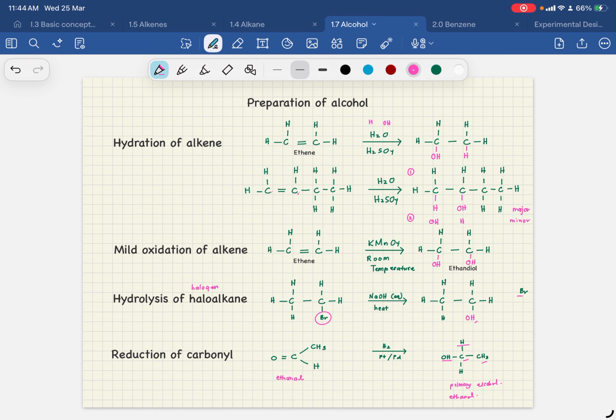So this is the preparation of alcohol. For the next video, we are going to look at the reaction of alcohol.